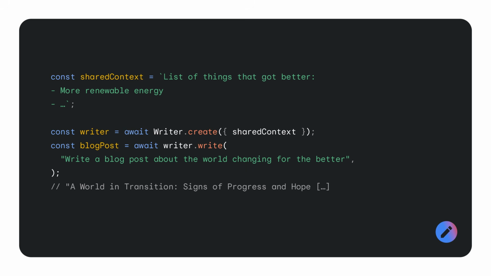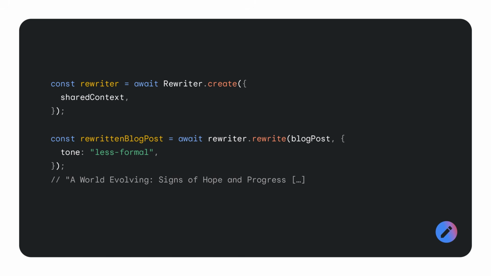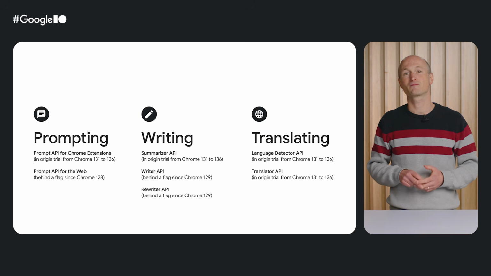The Rewriter API is pretty similar, just that instead of writing something from scratch, it allows you to have an existing draft rewritten. You create the rewriter and provide it the same shared context as before, and then call the API's rewrite function, asking for the tone of the rewritten version to be less formal.